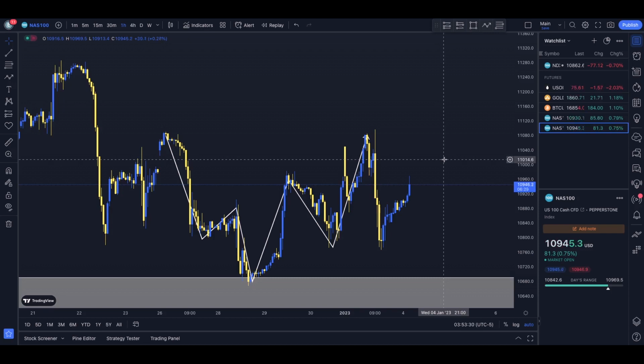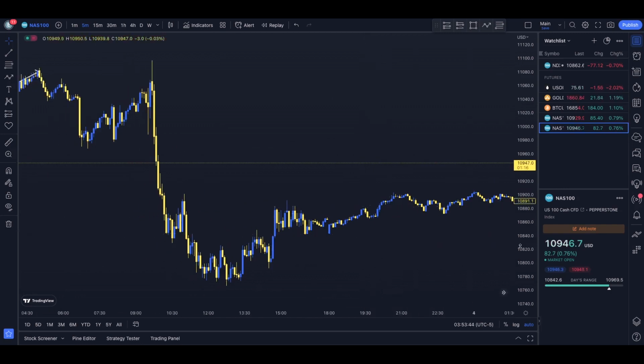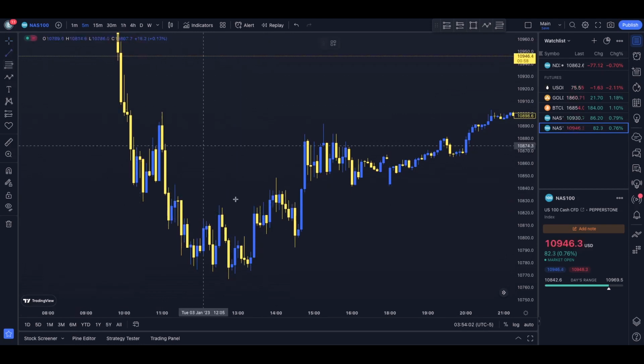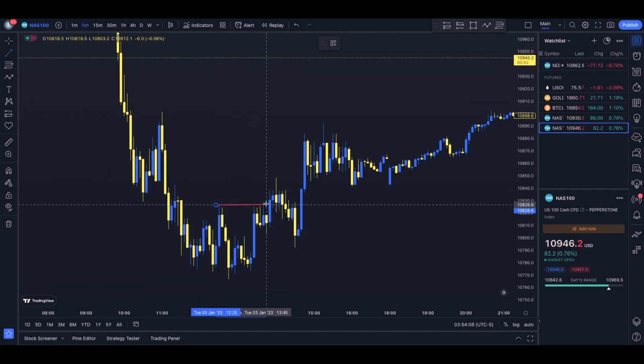I had several confluences that the market was actually going up. So what I did, I just went down to the 5-minute time frame to find my entry over there. So I came to the 5-minute time frame, and by that time the market was actually on this level right here.